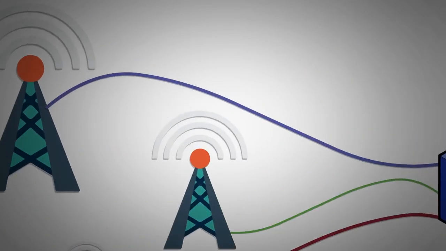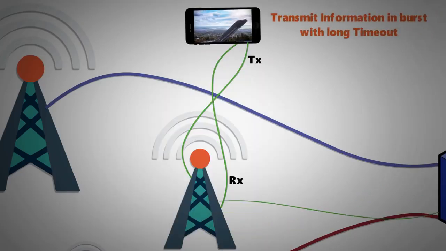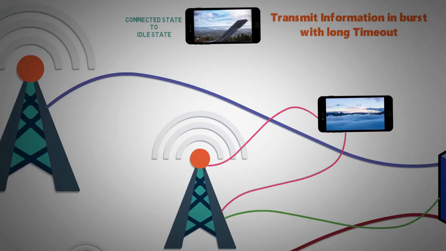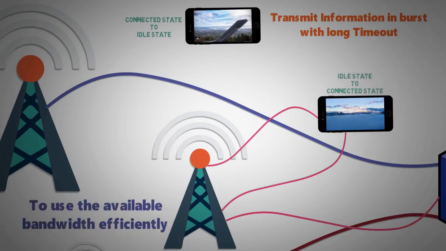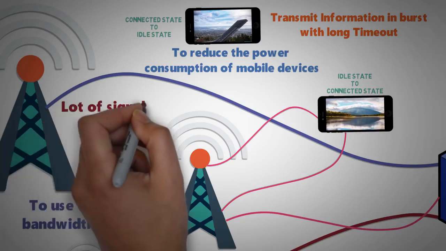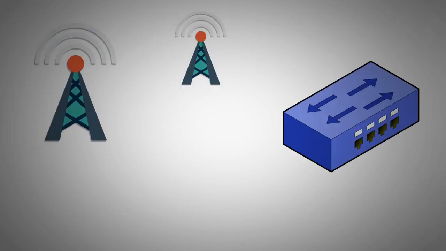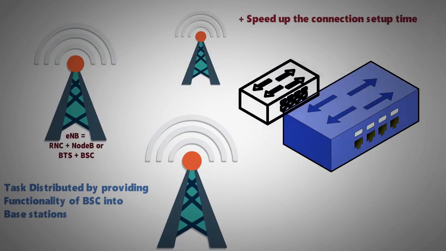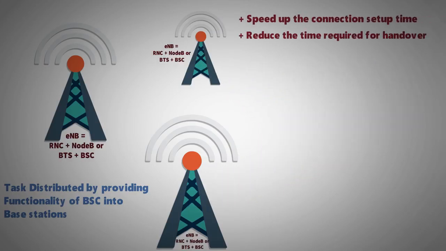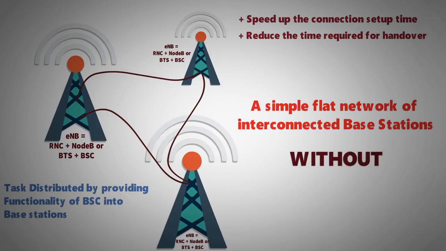Most applications on the device only transmit and receive information in bursts with long timeouts in between. During these times of inactivity, the air interface connection to the mobile devices has to be changed to use the available bandwidth efficiently and to reduce the power consumption of mobile devices. So, the packet switch connection generates a lot of signaling load because of the frequent switching of the air interface state. So, these management tasks were distributed to speed up the connection setup time and reduce the time required for handover, which is very crucial for real-time services, thus making the LTE access network a simple flat network of interconnected base stations without a centralized controller.